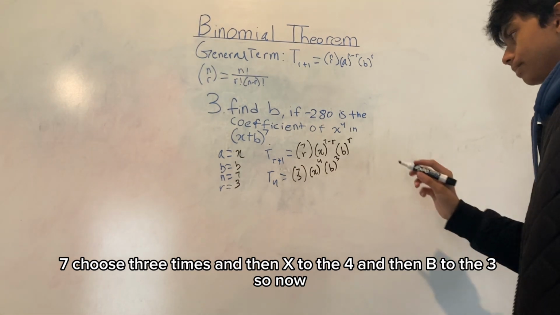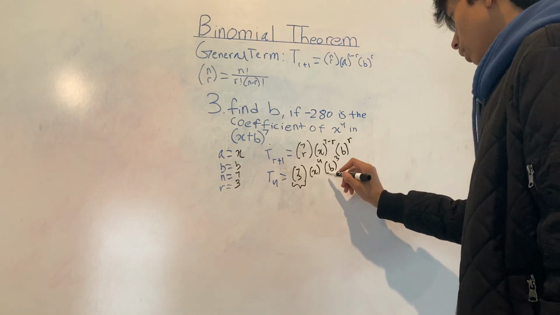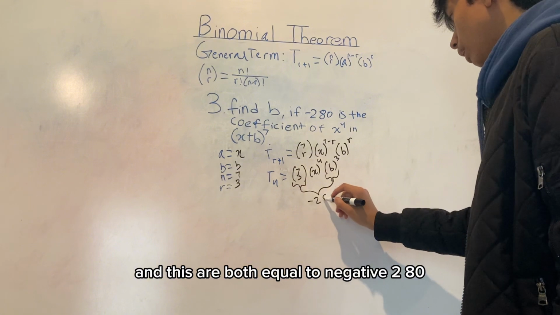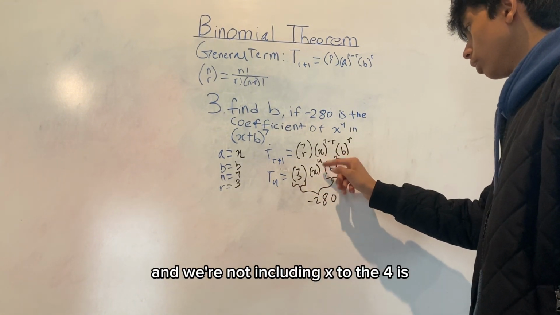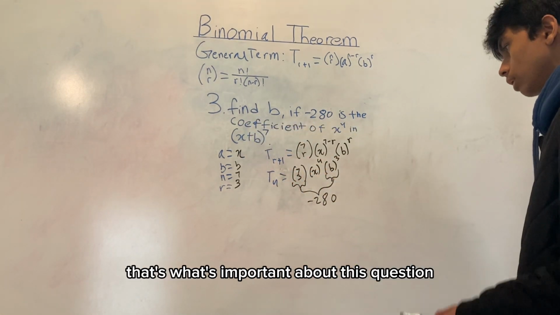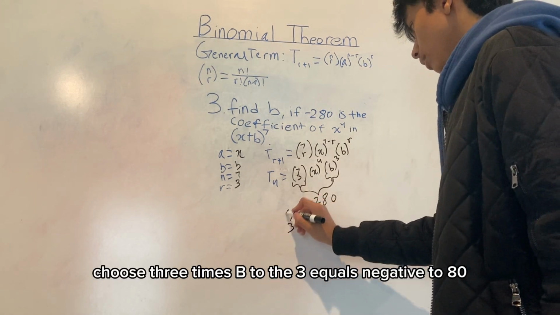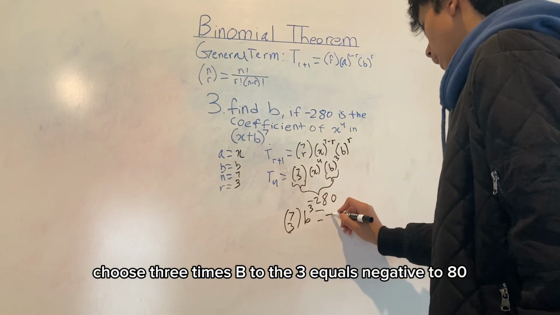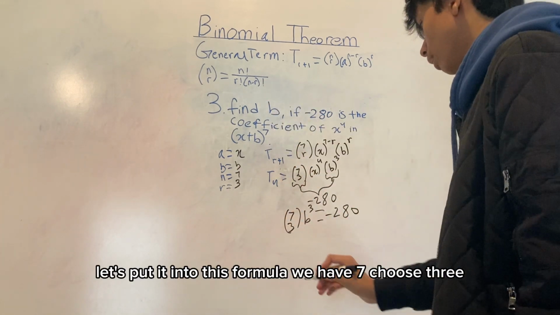So now we can just say this and this are both equal to negative 280, because those are the coefficients of x to the 4. And we're not including x to the 4 because they're saying coefficient. That's what's important about this question. So now we can just say 7 choose 3 times b to the 3 equals negative 280. And then 7 choose 3, let's put it into this formula.